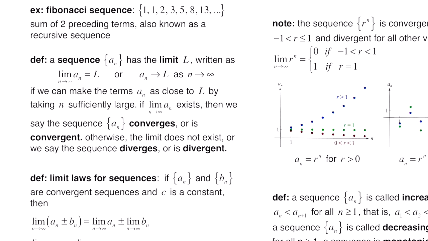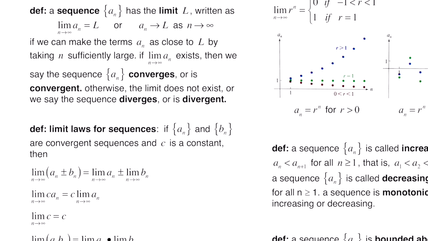An example of a sequence is a Fibonacci sequence. In order to find a Fibonacci sequence, you take the two preceding terms, you add them together, and it gives you the next term. So it starts 1, 1, and then 2, and then 3. You add these to get 5, add them to get 8, and so on. This is also known as a recursive sequence. So a recursive sequence is any sequence where you need a previous term to get to the next term.